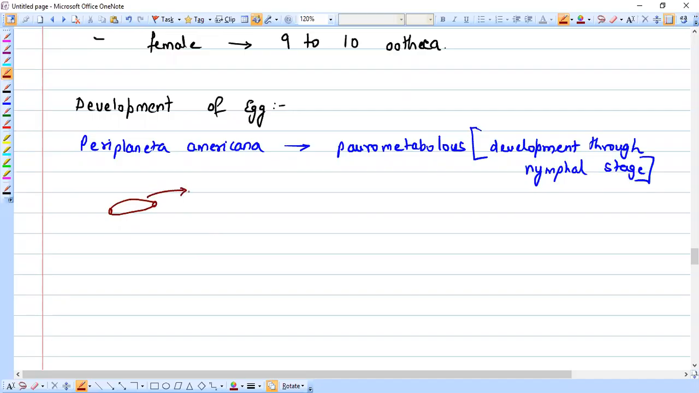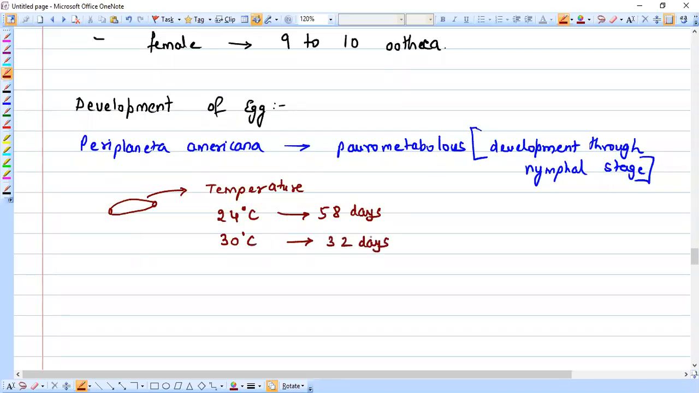So the embryonic period is going to vary as per temperature. Depending on the temperature, the development of the egg will take place. For example, if the temperature is 24 degrees Celsius, then it will take 58 days for the egg to develop. And if the temperature is about 30 degrees Celsius, like the summer season, then it will take only 32 days. So the temperature will decide the time period for the development.